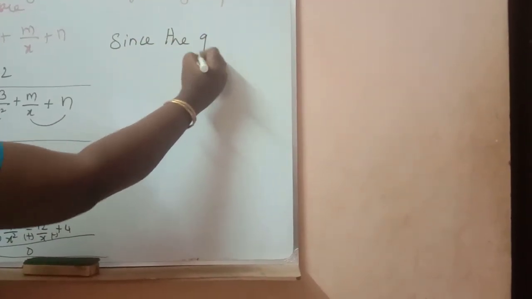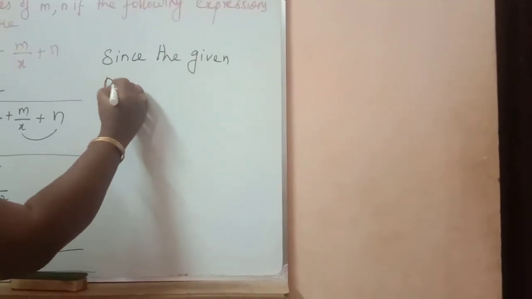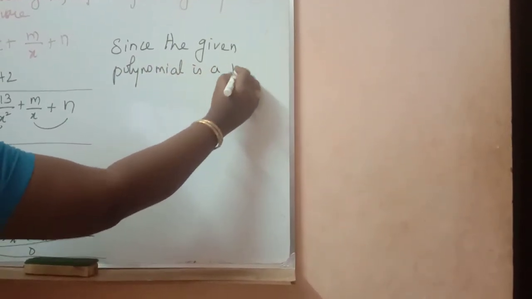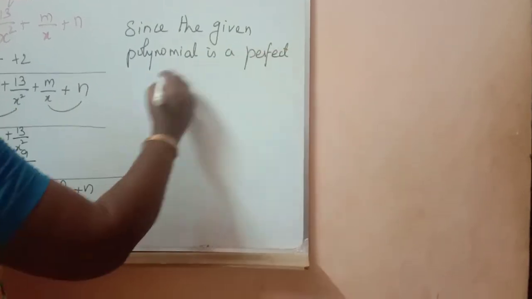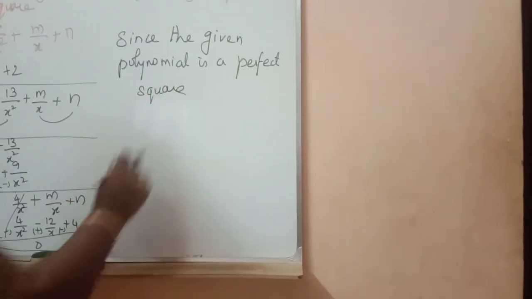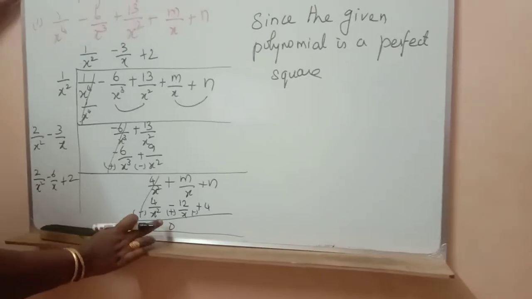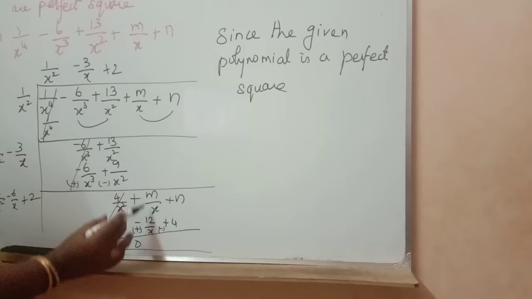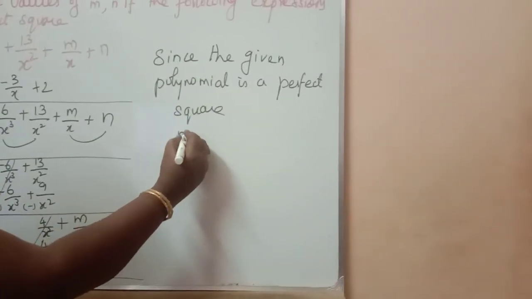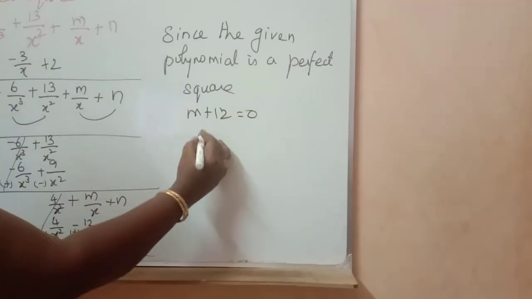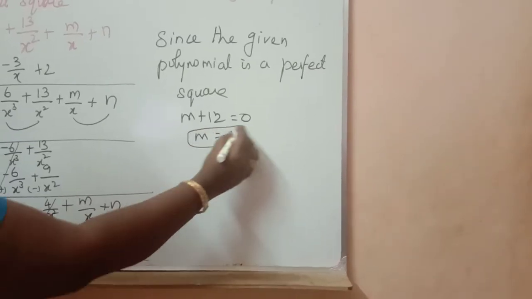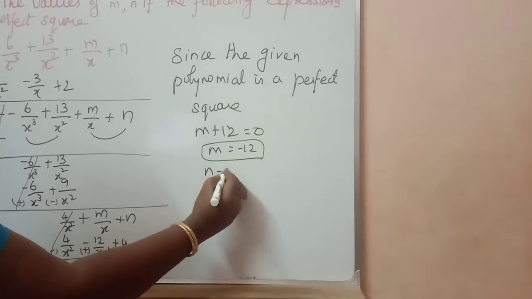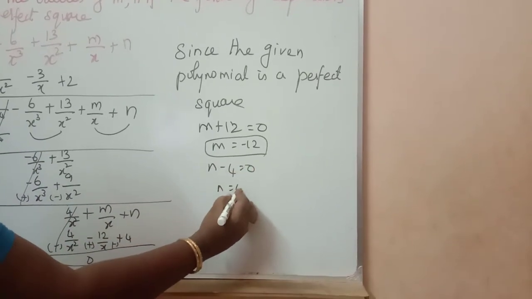Since the given polynomial is a perfect square, so this is 0, it will become 0. Now again compare 1 by x, 1 by x. Coefficient of 1 by x, m, here plus 12. So m plus 12 is equal to 0. M is equal to minus 12. Constant n, change the sign, n minus 4 equal to 0. So n is equal to 4.